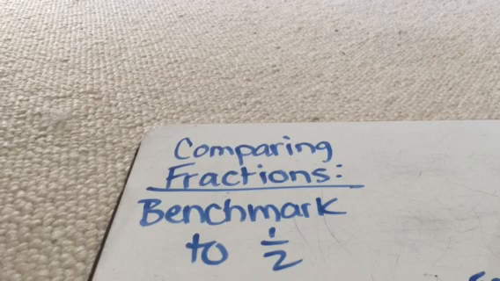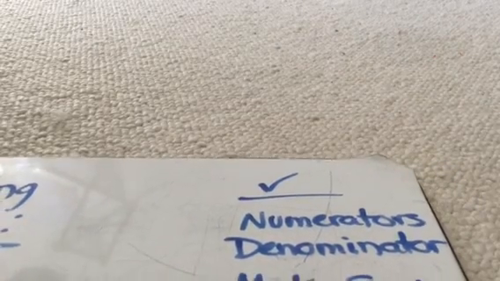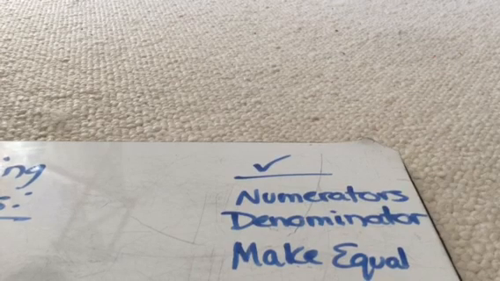Okay, today we're going to be talking about comparing fractions using our fourth strategy, which is benchmarking to a half. So that means we have already checked: are the numerators the same? No. Are the denominators the same? No. Can I make the denominators the same? Can I make equivalent fractions?